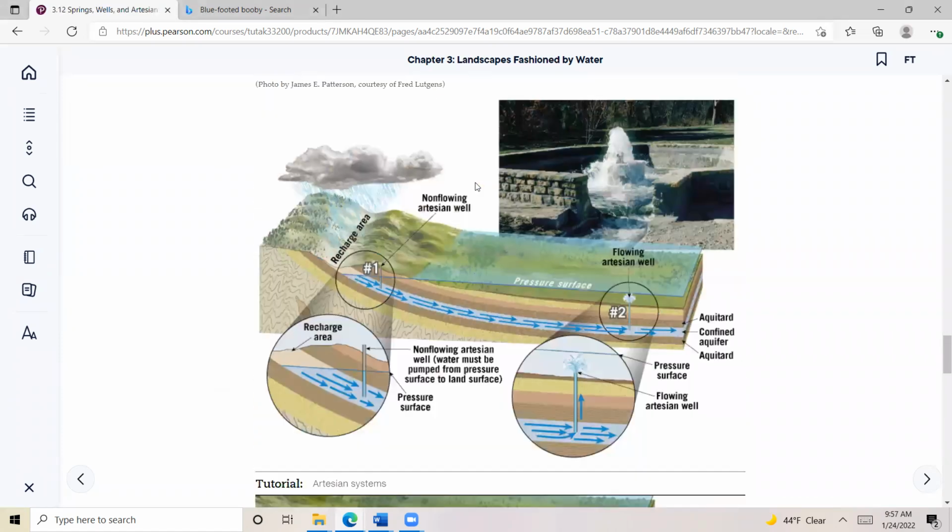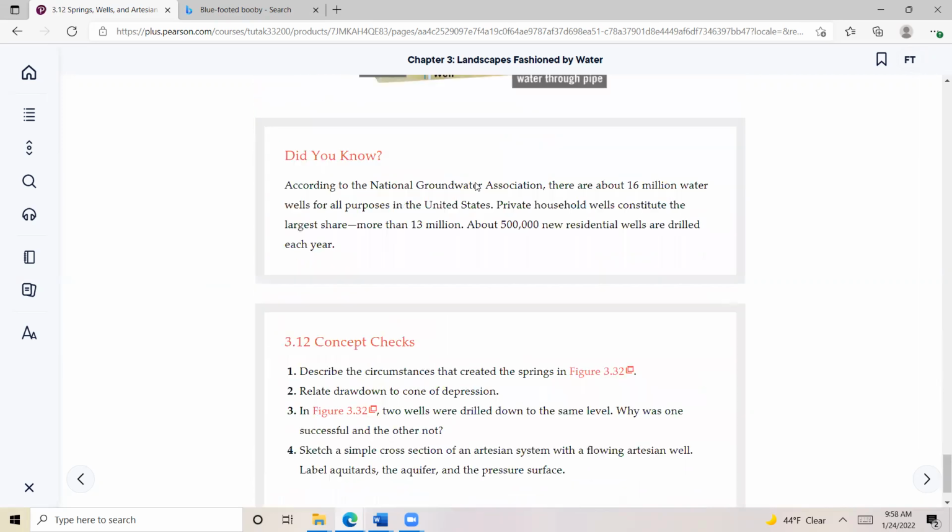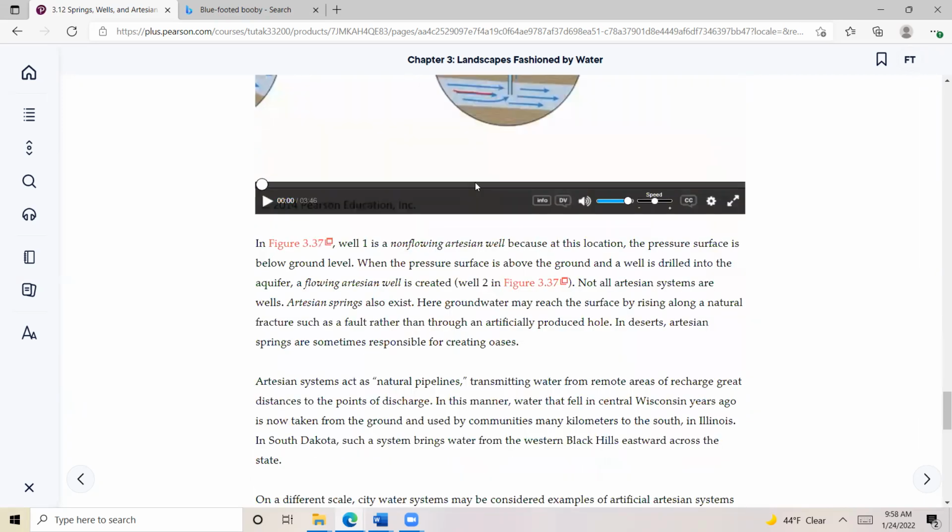And the last section will be talking about artesian wells, which tap into inclined aquifers bounded above and below by aquitards. For a system to qualify as artesian, the water in the well must be under sufficient pressure that it can rise above the top of the confined aquifer. Artesian wells may be flowing or non-flowing depending on whether the pressure surface is above or below the ground surface. If you'd like to watch the video, I'll play the video for you, and you'll be good to go to do the homework question that is selected from the concept checks.